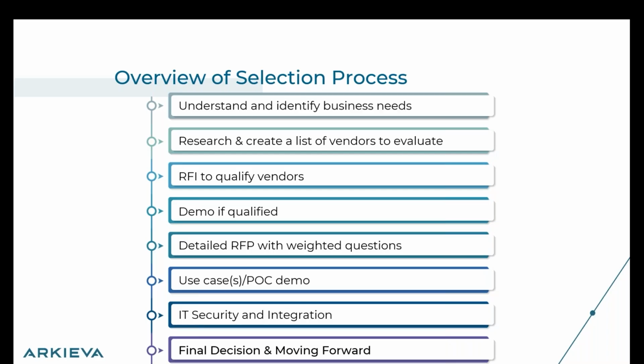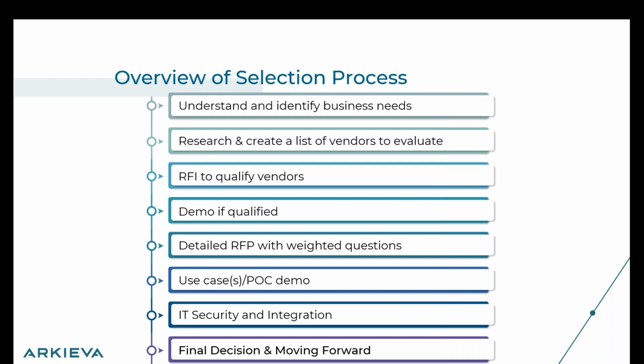So here's an overview of the selection process. We want to start with understanding and identifying the business needs, put them in writing. Then we want to have some amount of research done internally, potentially to create a list of vendors to evaluate. We want to have a request for information, which is a lighter document compared to request for proposal, so RFI instead of RFP, to initially qualify the vendors from a long list to a short list. That might require a short demo as well, so you might as well do that to at least get a feel for the software. Now, this is a short demo, so this is not a very detailed demo.